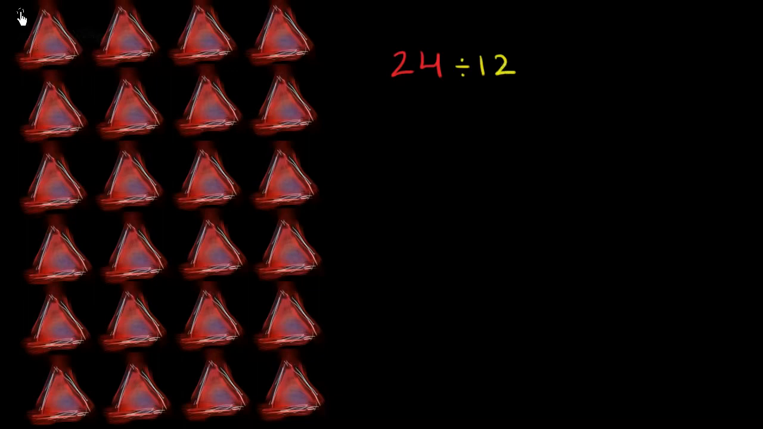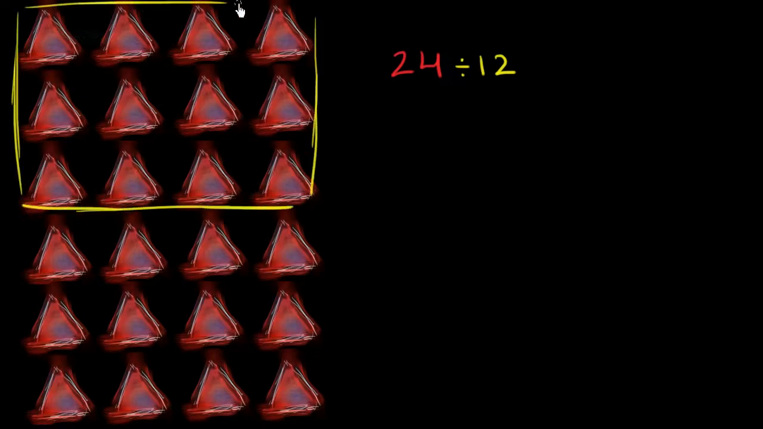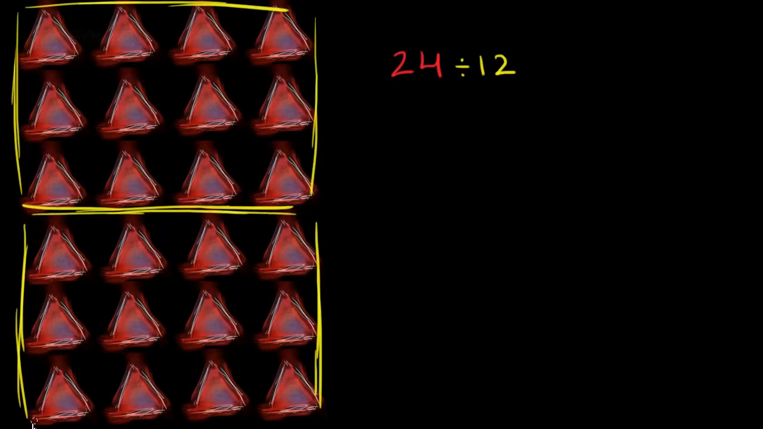So we could do that. So let's see, this is one group of 12 right over here. That's one group of 12, and then here is another group of 12. It's another group of 12. So how many groups of 12 do we have? Well, we have 2 groups of 12. So we could say 24 divided by 12 is 2.